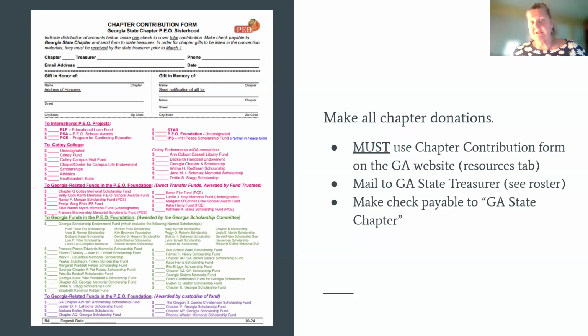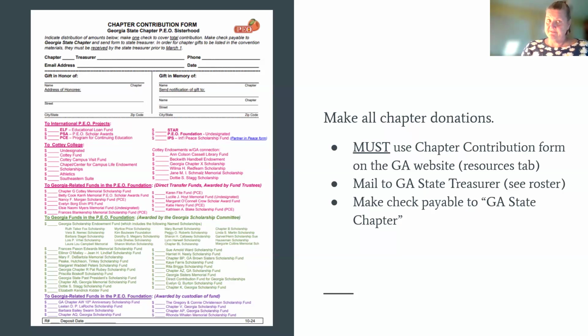I really would strongly urge you to get these in February. Because what happens is when the state treasurer is getting annual dues at the same time as contributions, it becomes a big mess. So we would appreciate if you can send your chapter contributions in January and February.